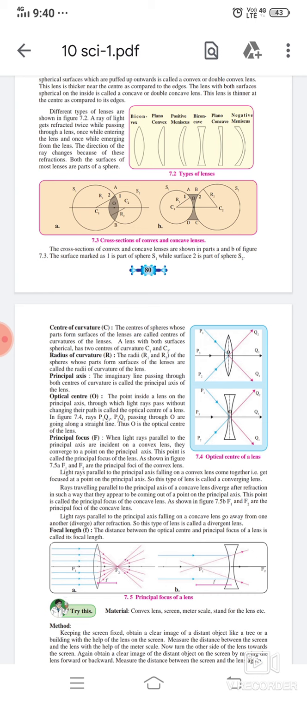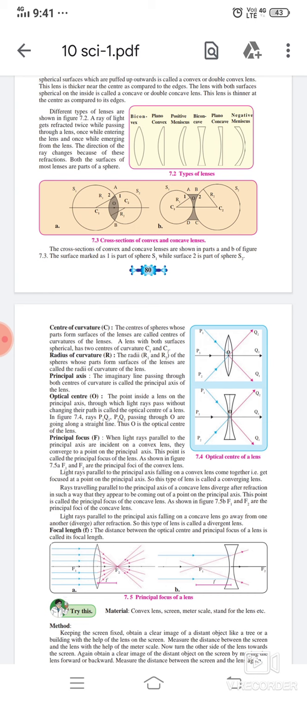So here we will study what we mean by center of curvature. What is center of curvature? You know, in maths you say the center of a circle. Here also it is somewhat the same thing. The center of the sphere whose part forms the surface of the lens, means the sphere whose part forms the convex lens or concave lens, we call it the center of curvature. In easy language we can say the center of the sphere.